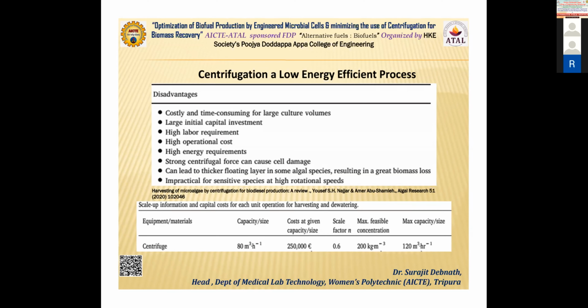Scale up information. Now in scale up information, as you can see, for centrifugation alone, if we want to reach the maximum capacity and size, we need to invest a lot. It is 2,50,000 euros in order to scale it, in the largest possible way. So in order to reduce the cost, there must be some way out. We shall find out what exactly those are, and we are also doing a lot of brainstorming with some other institutes and industry to do some valuable research in this particular direction.